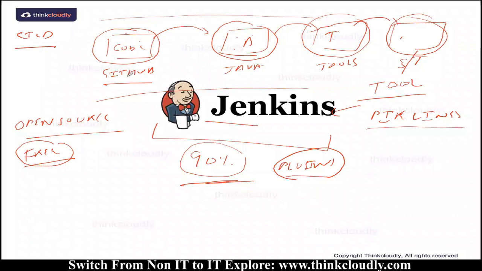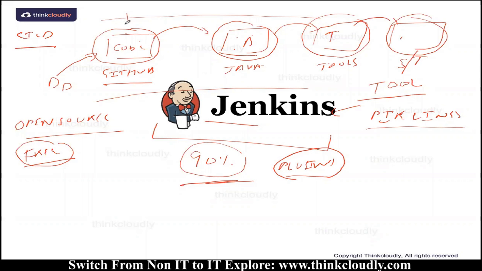So for GitHub, we have one plugin. For Java build, we have another plugin. For Selenium, we have another plugin. So Jenkins actually gives us a lot of plugins so that we can create this whole pipeline. And whenever developers push new code, automatically it passes through the stages and automatically it gets deployed.